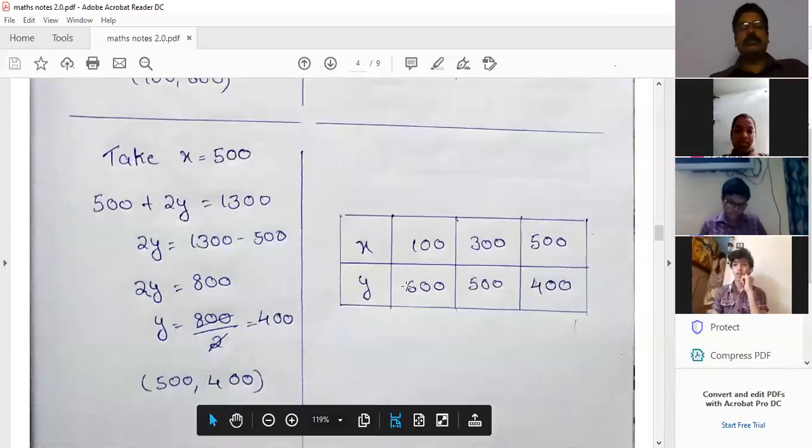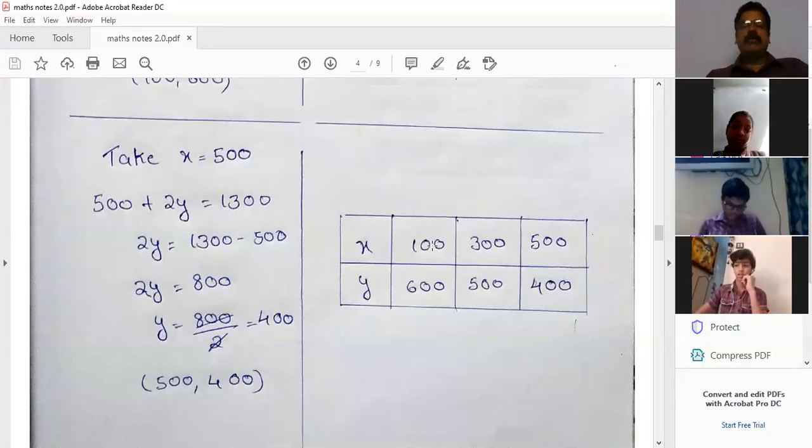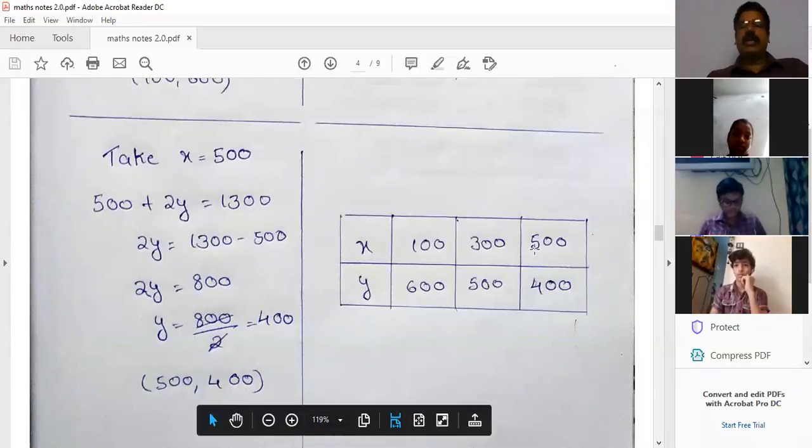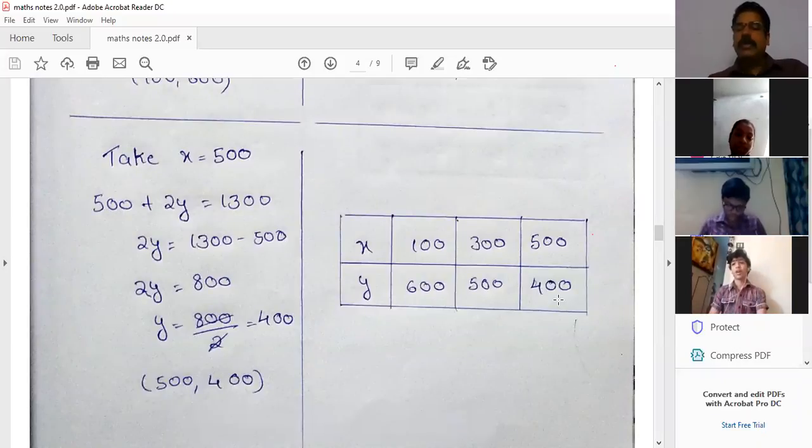So I got 3 solutions minimum. You can take more also. I gave 100 and got y value 600. I gave 300 for x and got 500. I gave 500 and got y value 400. Like this, I gave values for x. You can give values for y also. But the main point, remember, you should not get fractional numbers.